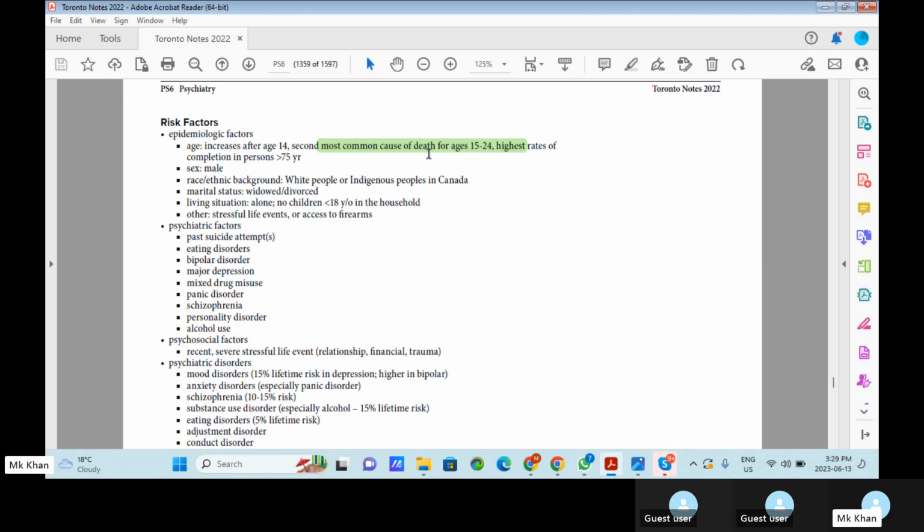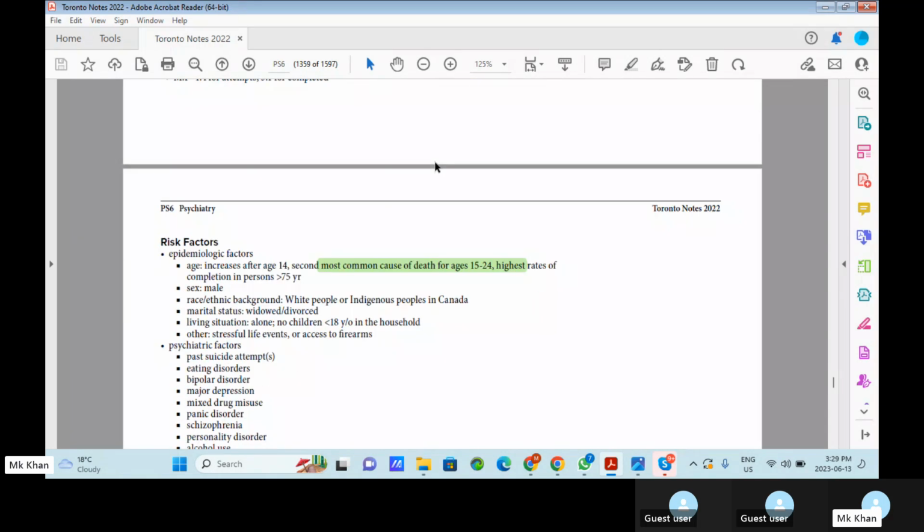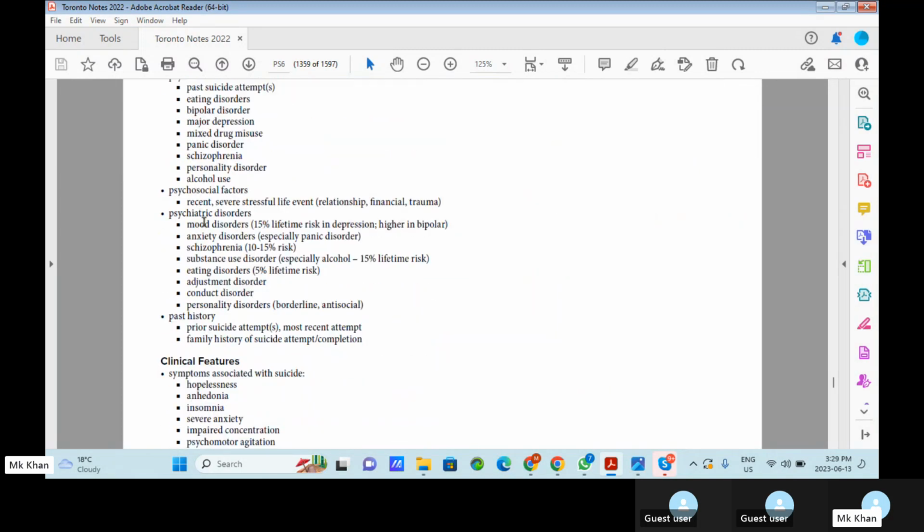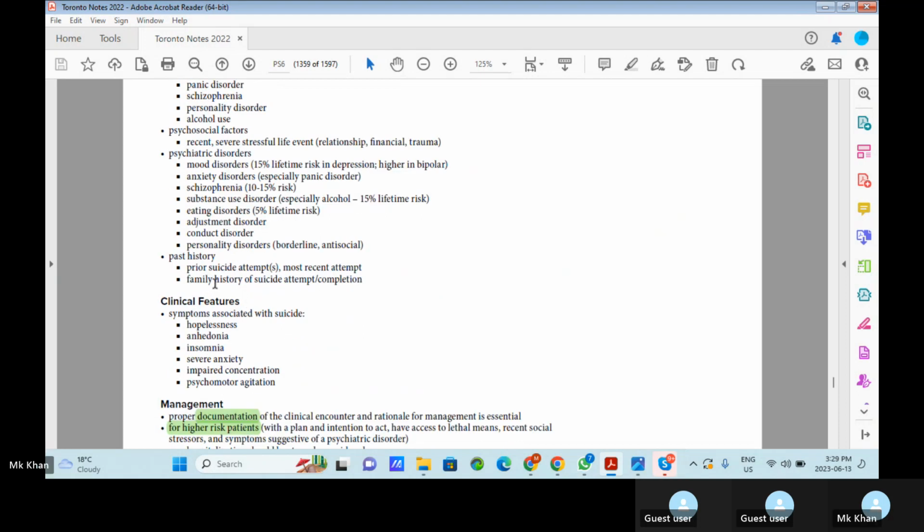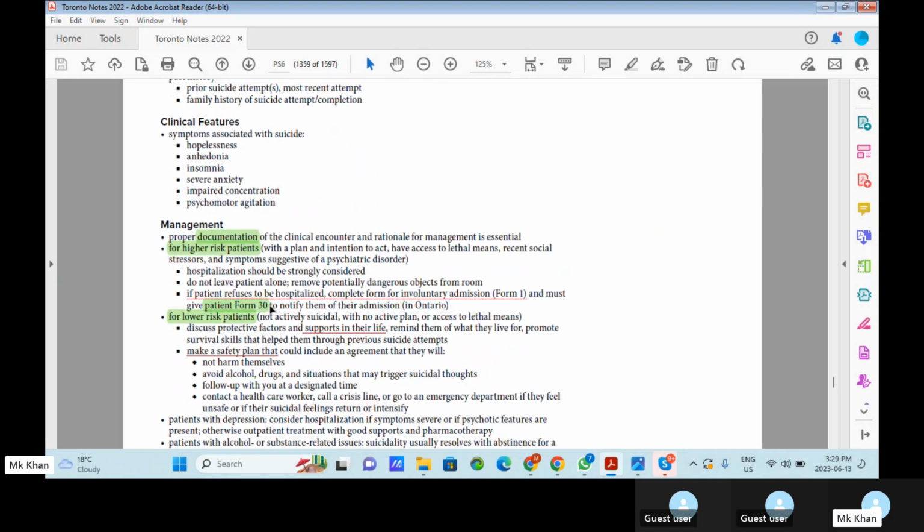And it is the most common cause of death for ages 15 to 24 years, so that is important. In the younger age group, the most common cause of death is suicide, and the rate of completion is also high in persons more than 75 years. So all these psychiatric factors, psychological factors, psychiatric disorders and past history are the high risk factors.